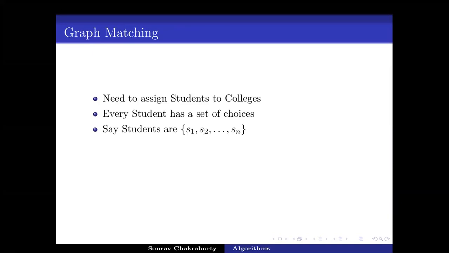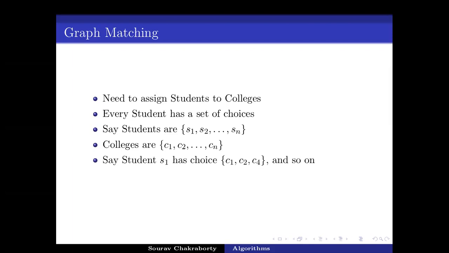Say, suppose there are n students S1 to Sn, and there are n colleges C1 to Cn. This may not be the same number, so maybe there are some k number of students and some m number of colleges, so there is a typo, I think. Yeah, we'll change that. And suppose student S1 has choices C1, C2, C4, and so on. So every student has a set of choices, right? And there is an administrator, and he wants to find out whether it is possible to assign every student to one of their chosen colleges, right?